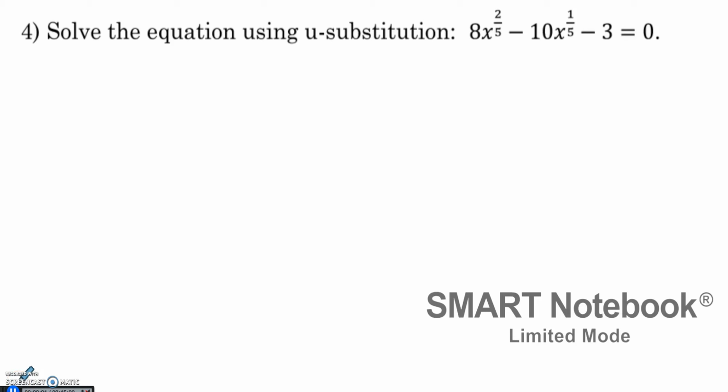Alright guys, welcome back to the videos for cumulative review number 15. We're starting here with number 4, which is another equation, this time with U substitution, to continue the equation theme.